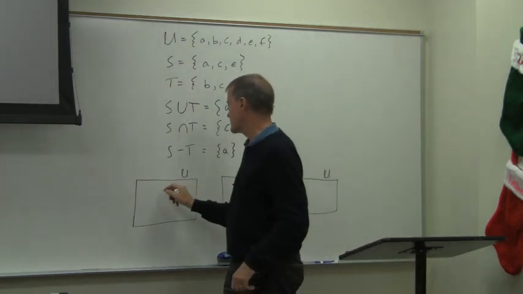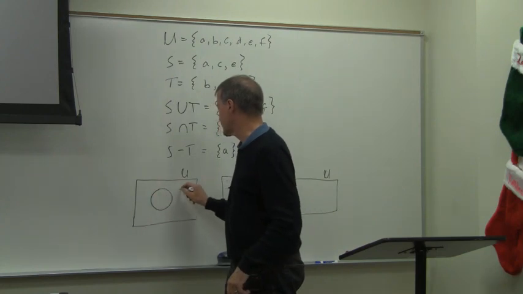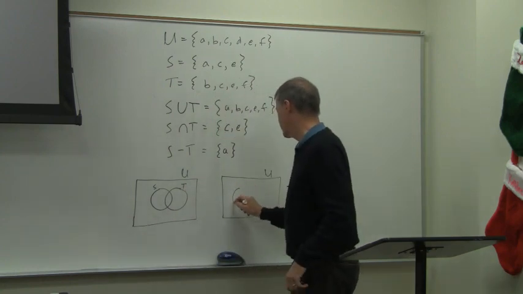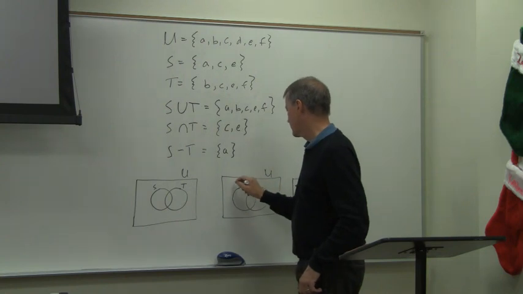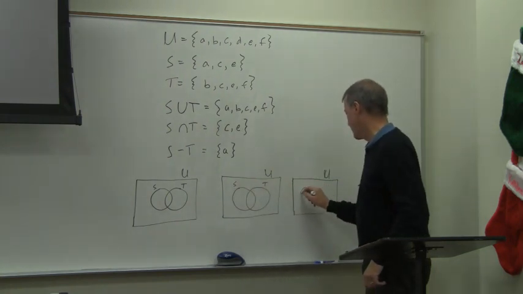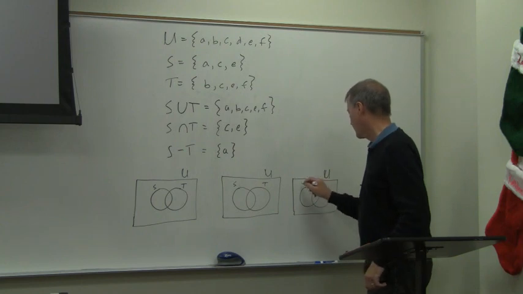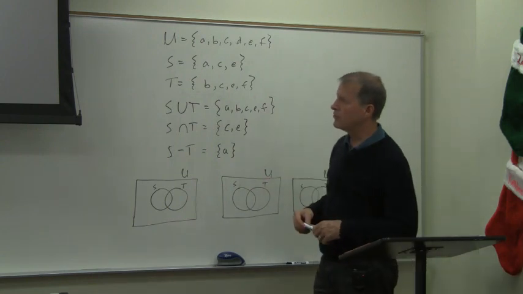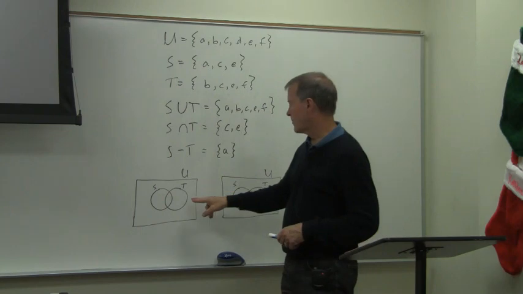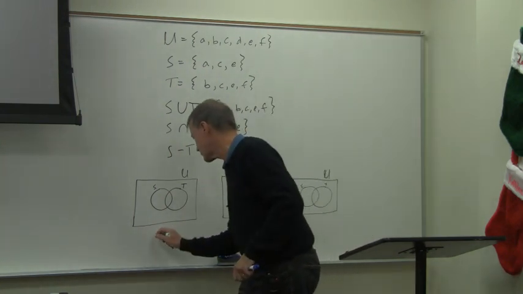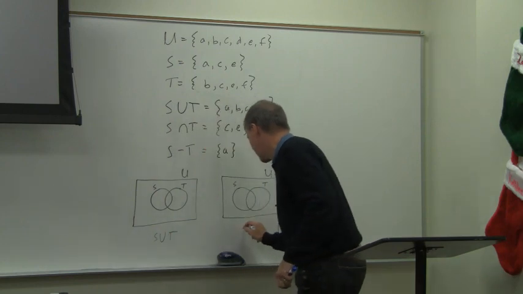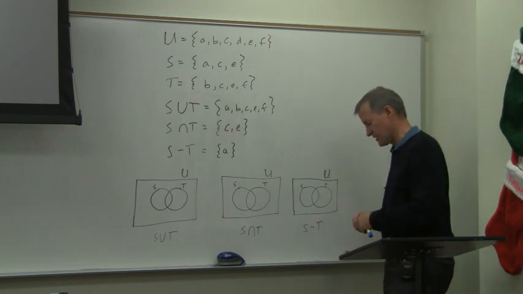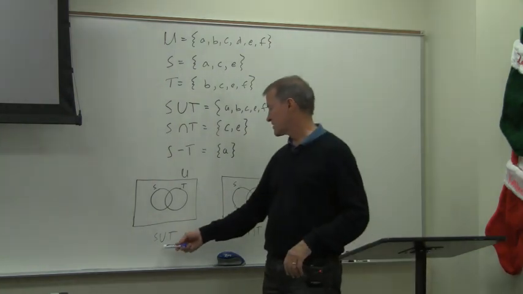So here, let's do this. If this is S, so in each of these cases, this is S and this is T. This is S, this is T. This is S, this is T. Now, in each one of these cases, let's shade in what the union and intersection and set difference is. All right, so in this one let's do S union T, S intersection T, and S minus T, set difference T.